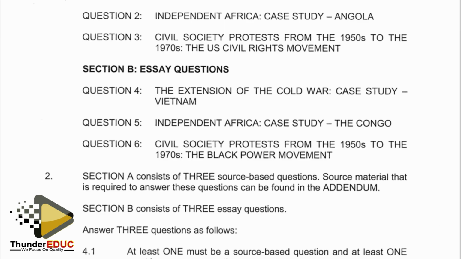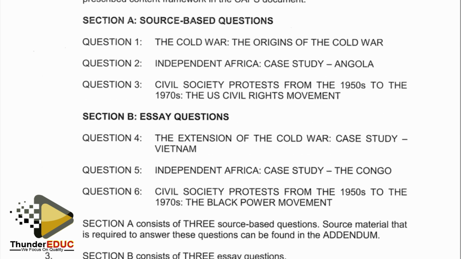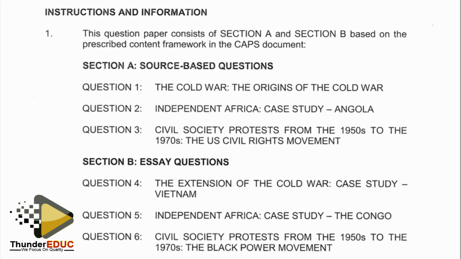Question number 5 is independent Africa, which is a case study for the Congo, where we look at the successes and failures of Mobutu Sese Seko as the leader of the independent Congo. Then question number 6 is civil rights protests from the 1950s, which is the Black Power movement. So basically that's the setup of the questions for Paper 1, and it remains the same for this exam phase.